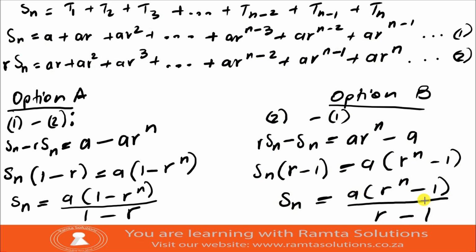So there are two formulas to calculate the sum of terms of a geometric series. The usage of either of them depends on the value of your R.